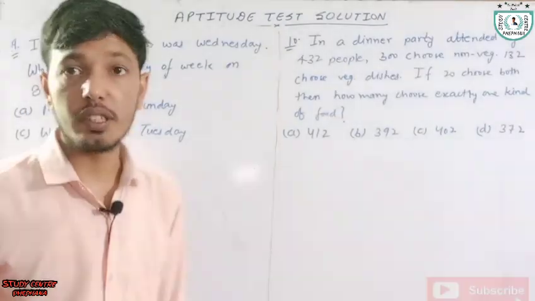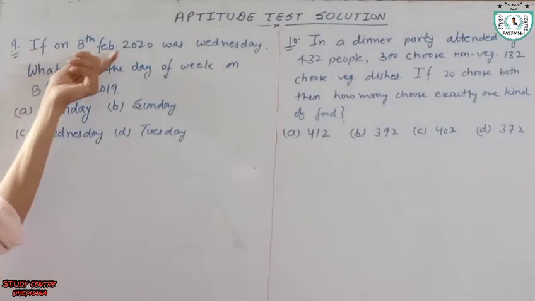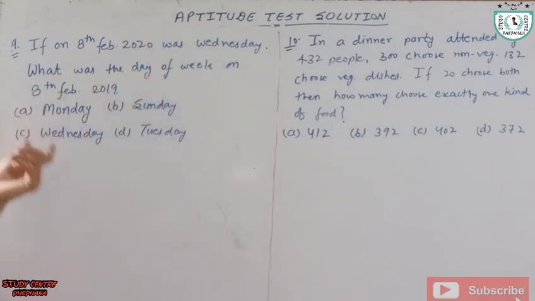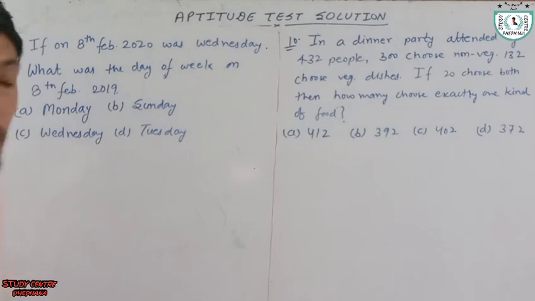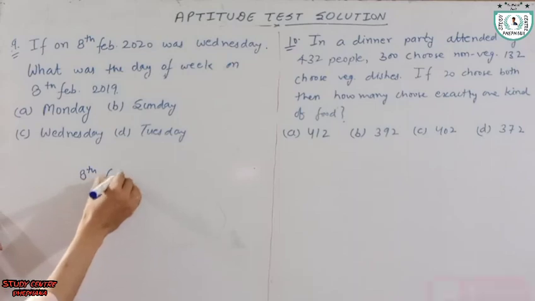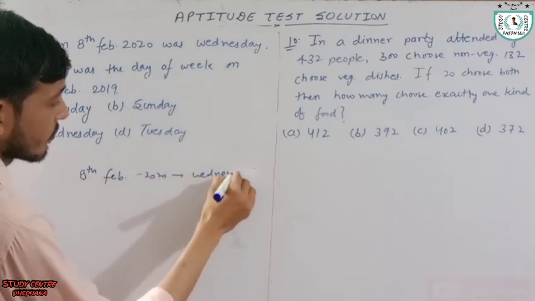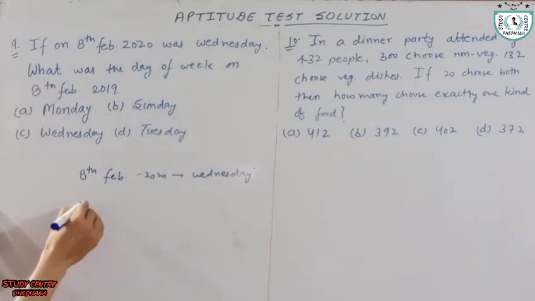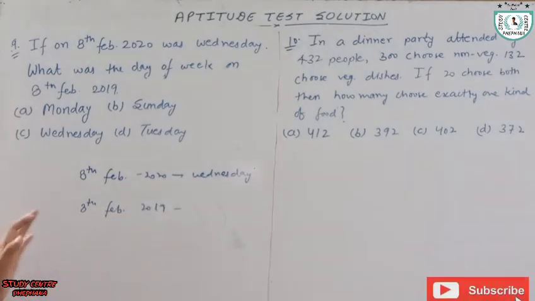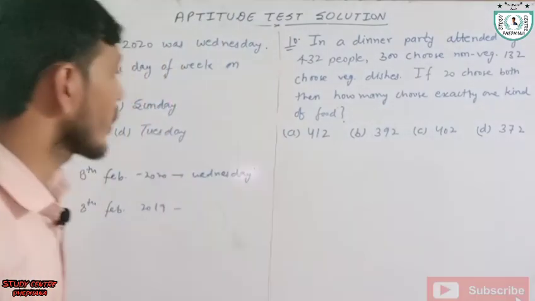Okay, we have the next question. If 8th Feb 2020 was Wednesday, what was the day of the week on 8th Feb 2019? In this question we have been given 8th Feb 2020, that is Wednesday, and we are asked about 8th Feb 2019. We know that in an ordinary year, there is one odd day.